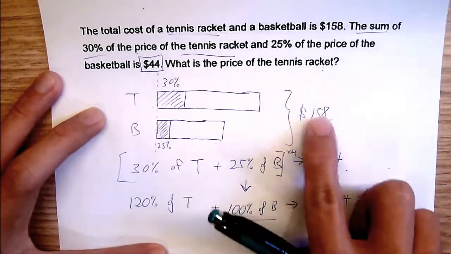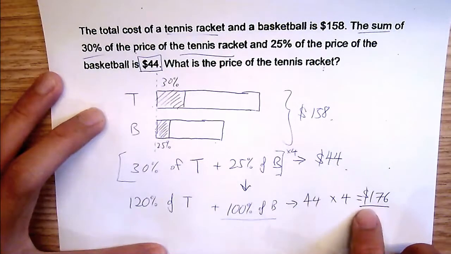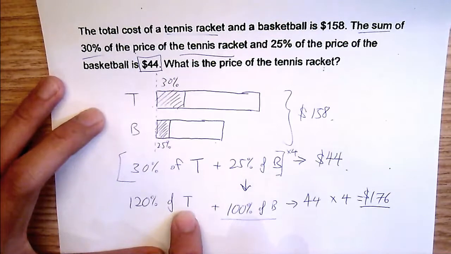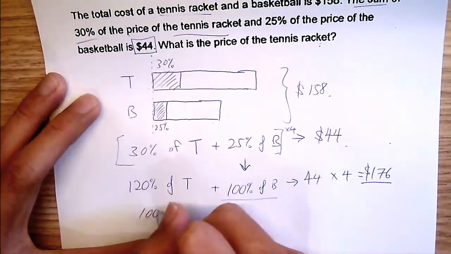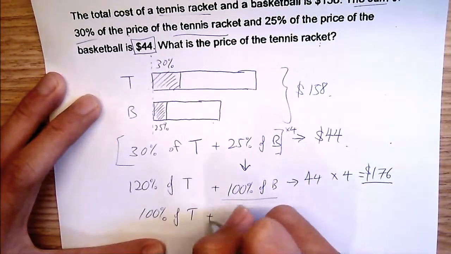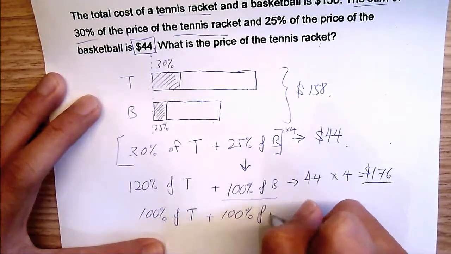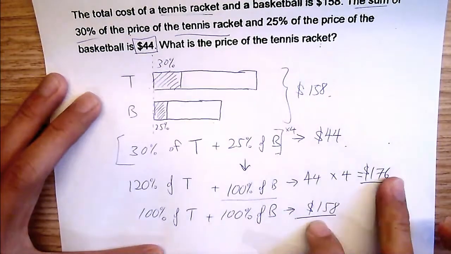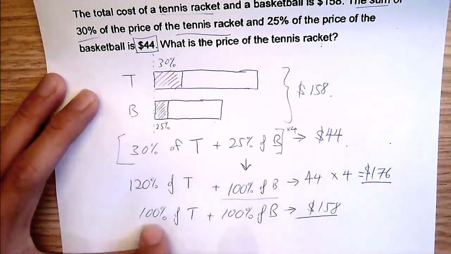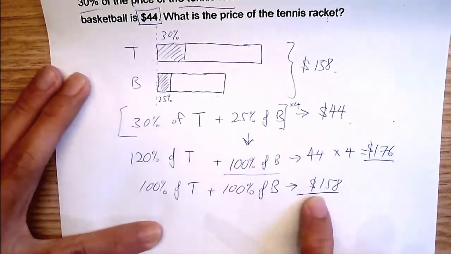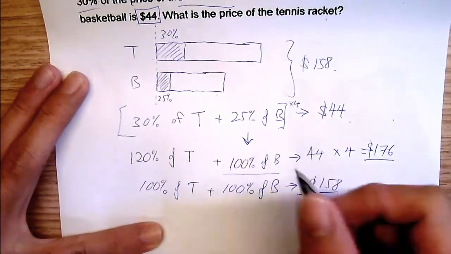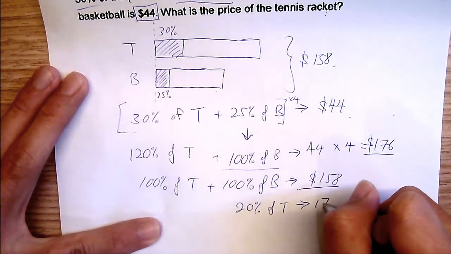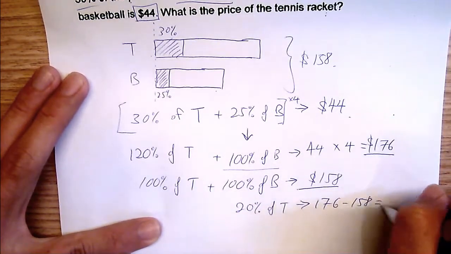With this, I can actually find a difference. The difference, which is 176 minus 158, will be equivalent to 20% of tennis. Because 100% of tennis plus 100% of basketball was given as 158 to us. So therefore, this entire sentence minus this entire sentence will give me 20% of tennis. Now, 20% of tennis would be 176 minus 158, and that would be $18.